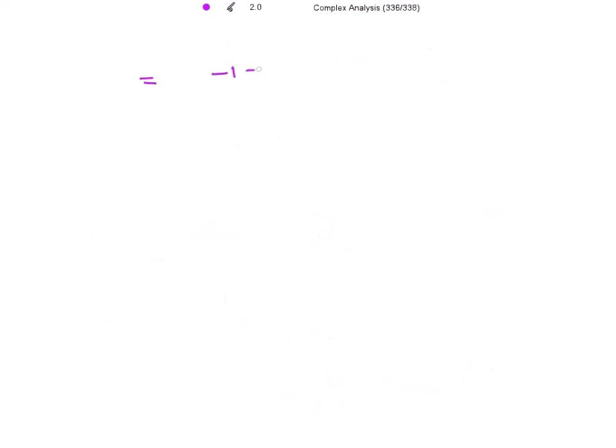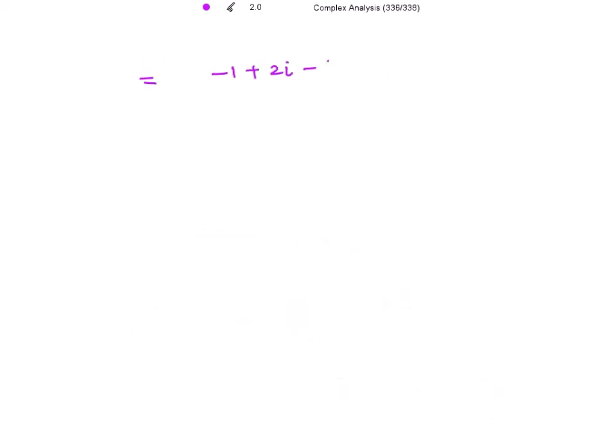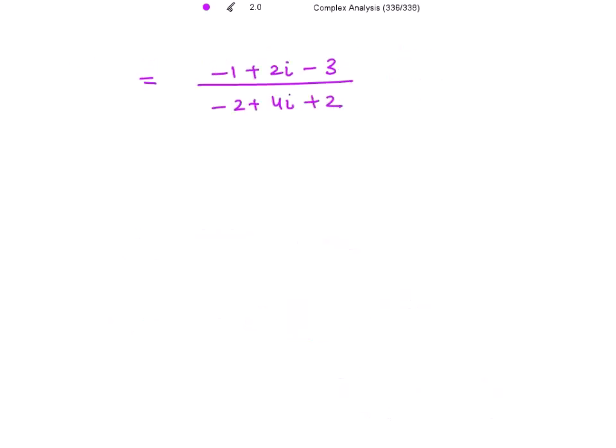So this is -1 plus 2 iota minus 3, divided by 2 alpha, that is -2 plus 4 iota plus 2. So -1 minus 3 is -4 plus 2 iota, divided by, these two cancelled out, and here I am having 4 iota. Or we can also write this as iota minus 2 divided by 2 iota. So this is the residue of f(z).